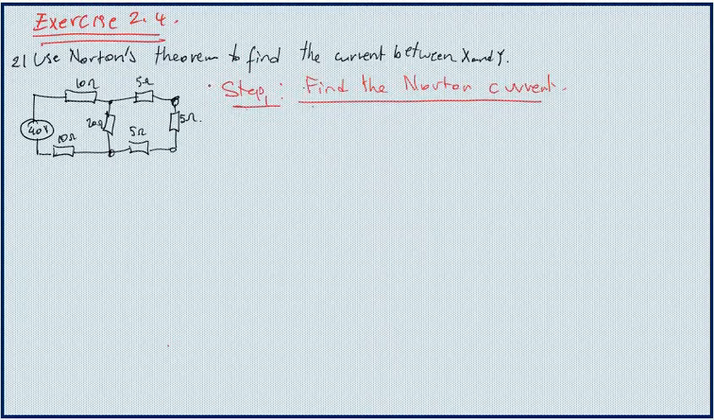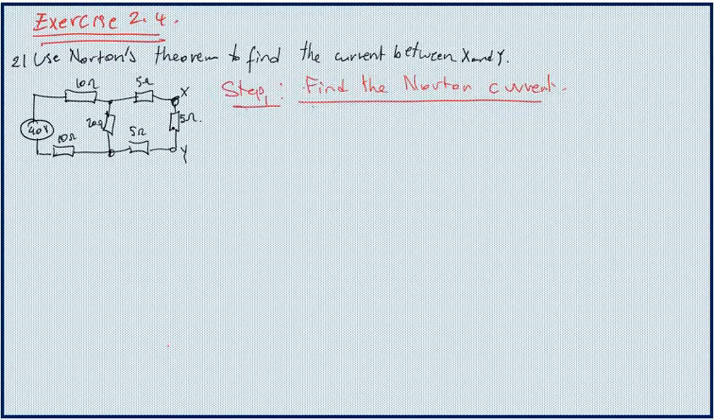So we have the first step. Okay, we are given this circuit here. They want us to determine the current between x and y. So where is x and y? We have x and y. Another way, they want us to determine the current crossing this load.